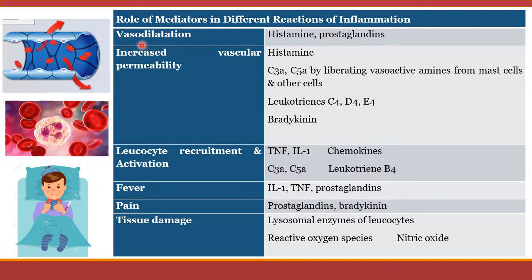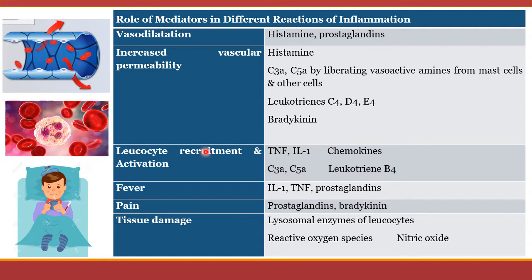So let's start with vasodilatation. Vasodilatation is always controlled by histamine and prostaglandins. Histamine comes from the granules of the mast cell. Prostaglandins are from the arachidonic acid metabolites. Then we have the increased vascular permeability, which is the next step in the vascular changes of acute inflammation. We have also a very important role of histamine. But not only that, we have also action of C3a and C5a as complement components. We have some leukotrienes, and we have the action of bradykinin.